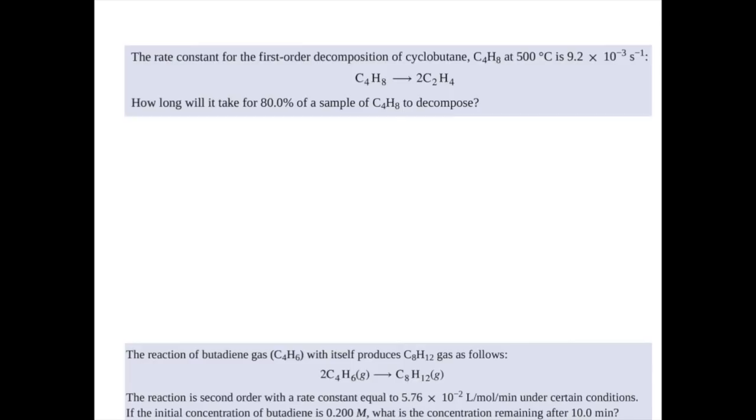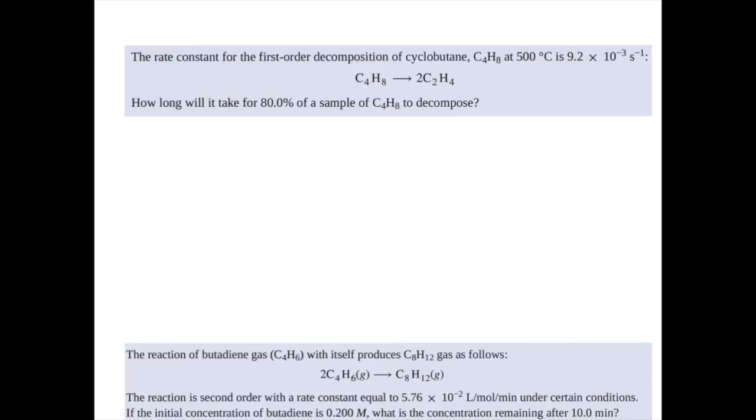Okay, so in this first case, it says the rate constant for a first order decomposition of cyclobutane, C4H8, at 500 degrees Celsius is 9.2 times 10 to the minus third reciprocal seconds. So that's the first order rate constant. How long will it take for 80% of the sample of cyclobutane to decompose? Well, this is exactly what the integrated rate laws are great at.